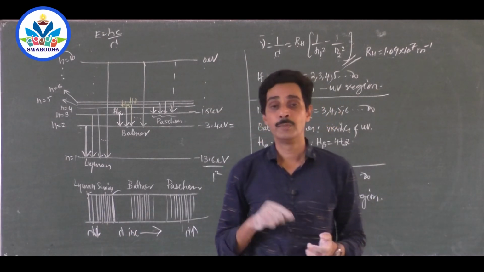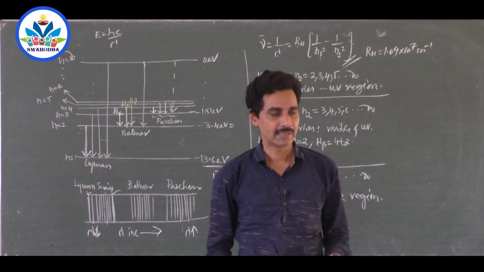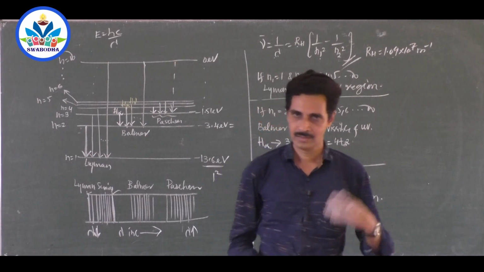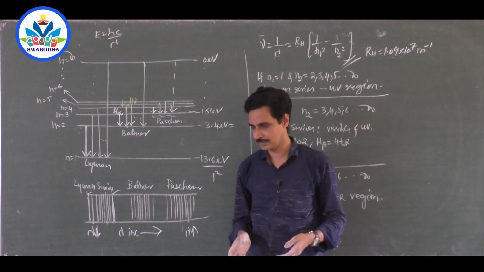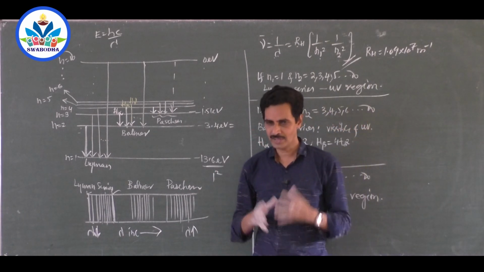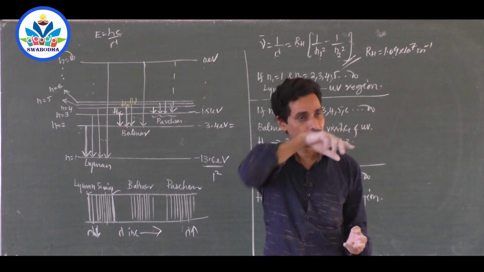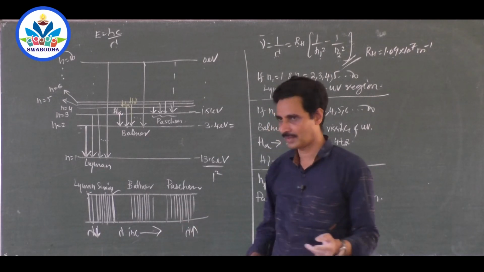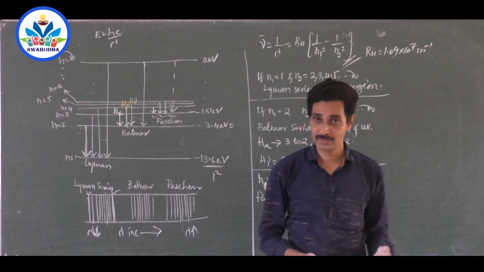Third one, Bohr's theory can be applied only to hydrogen and hydrogen-like atoms. It cannot be applied to complicated atoms. So you can apply it to only hydrogen-like atoms, not for complicated atoms. So in this way, we have some limitations of Bohr's theory. One is it cannot be applied to other than hydrogen-like atoms. It cannot explain the fine structure of spectral lines, and it couldn't explain the intensity of the spectral lines.